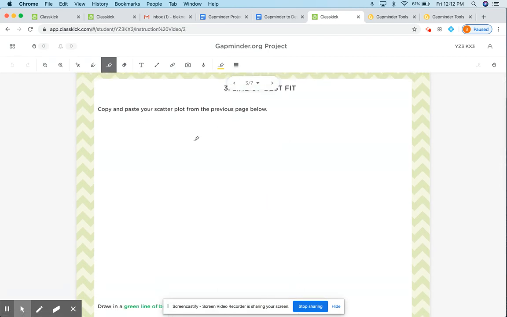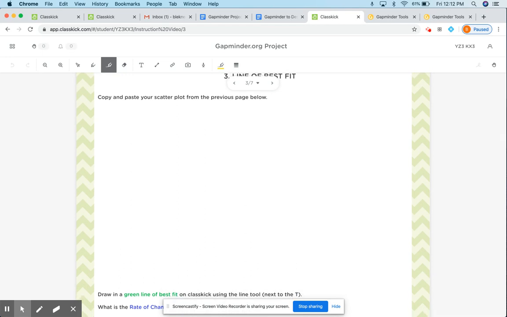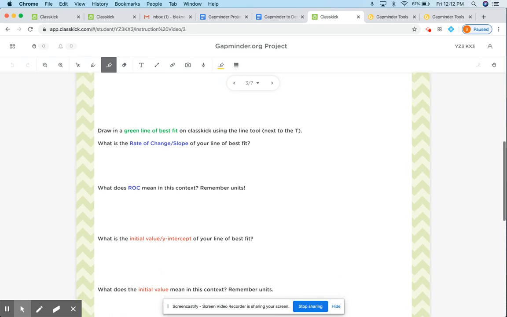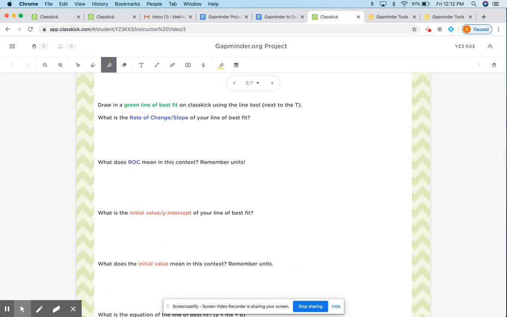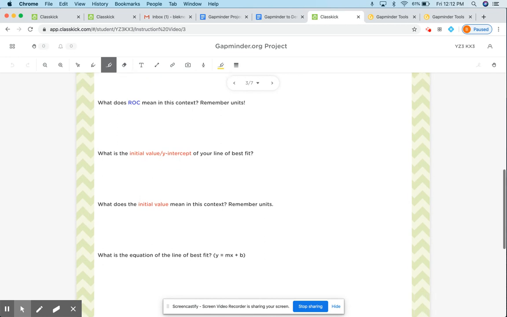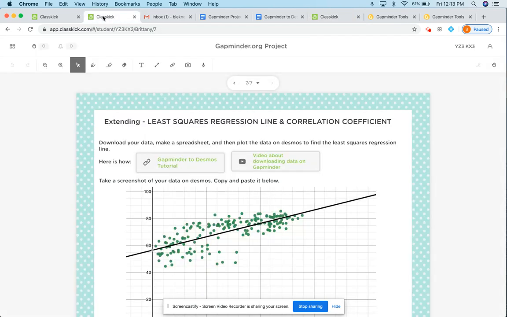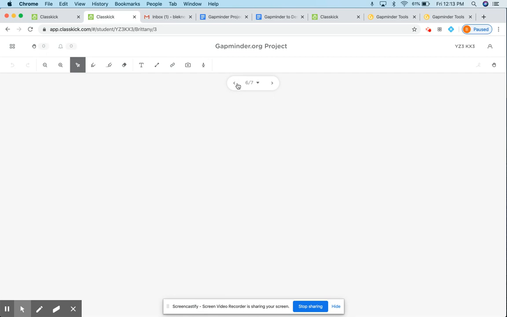So then you're going to move on to the next thing. You'll copy and paste that same scatter plot below. You're actually going to do that like 5 times. You will draw in a green line of best fit using this line button next to the T on ClassKick, just like we've been doing for the past couple weeks or so. You're going to be figuring out what the rate of change is and what it means. Remember your units. Same with your initial value and what it means. And finally, you'll be writing your y equals mx plus b equation for that line of best fit that you draw.